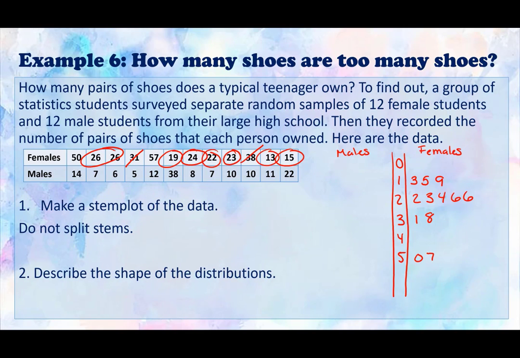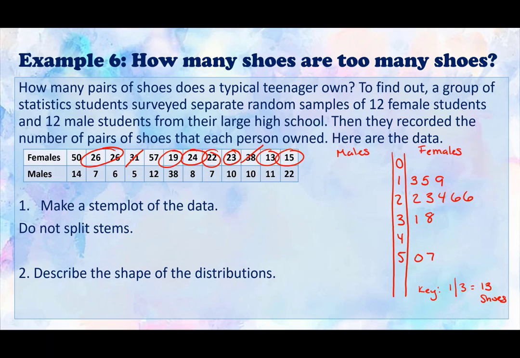So I'm just going to count that again. 1, 2, 3, 4, 5, 6, 7, 8, 9, 10, 11, 12. So we have all 12 females here on the left side. So for our key, we have 1 line 3 is equal to 13 shoes.